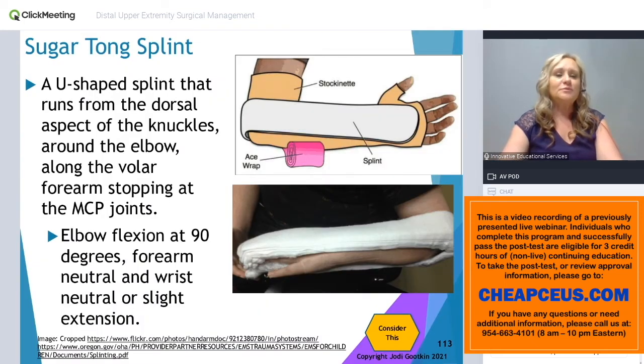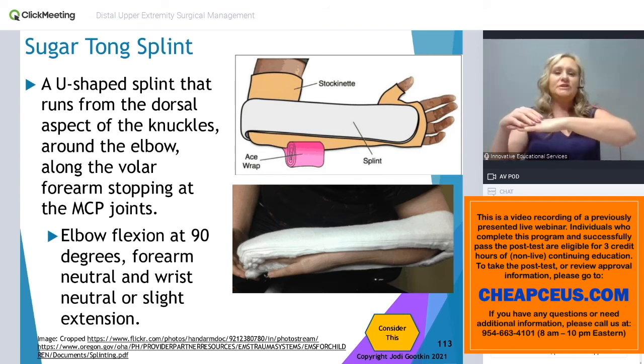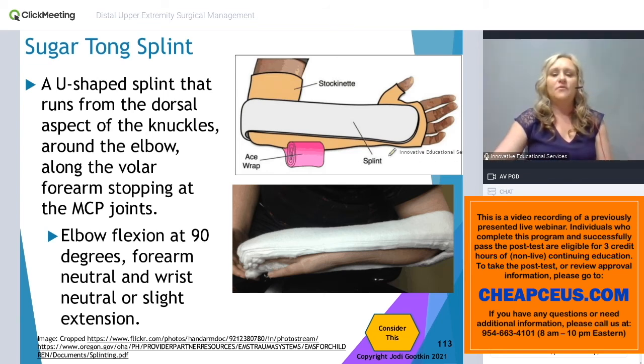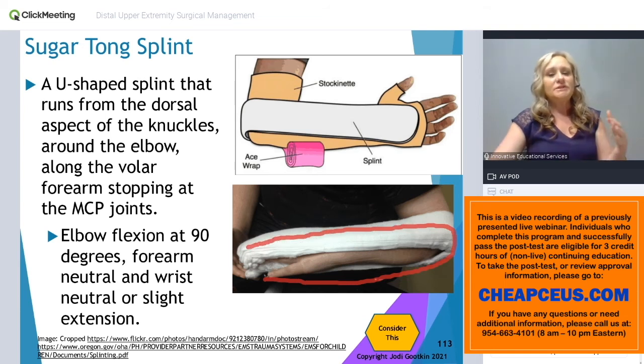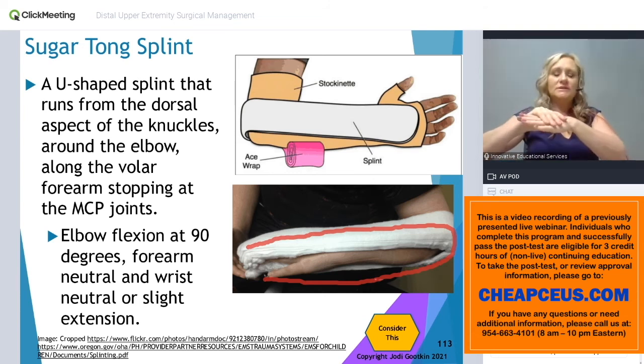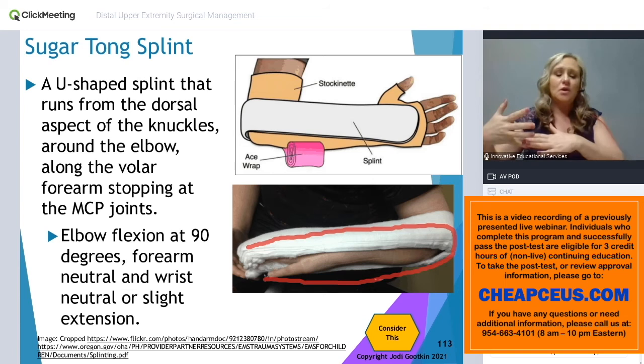The sugar tong splint is going to stabilize our patient. It's going to come around the entire distal arm. It will wrap from the palmar surface up around an elbow that's in 90 degrees of flexion, and come around the dorsum to stabilize. Because this splint is going to stabilize across the elbow as well as across the hand, and this could be casting also. This is a U shape.